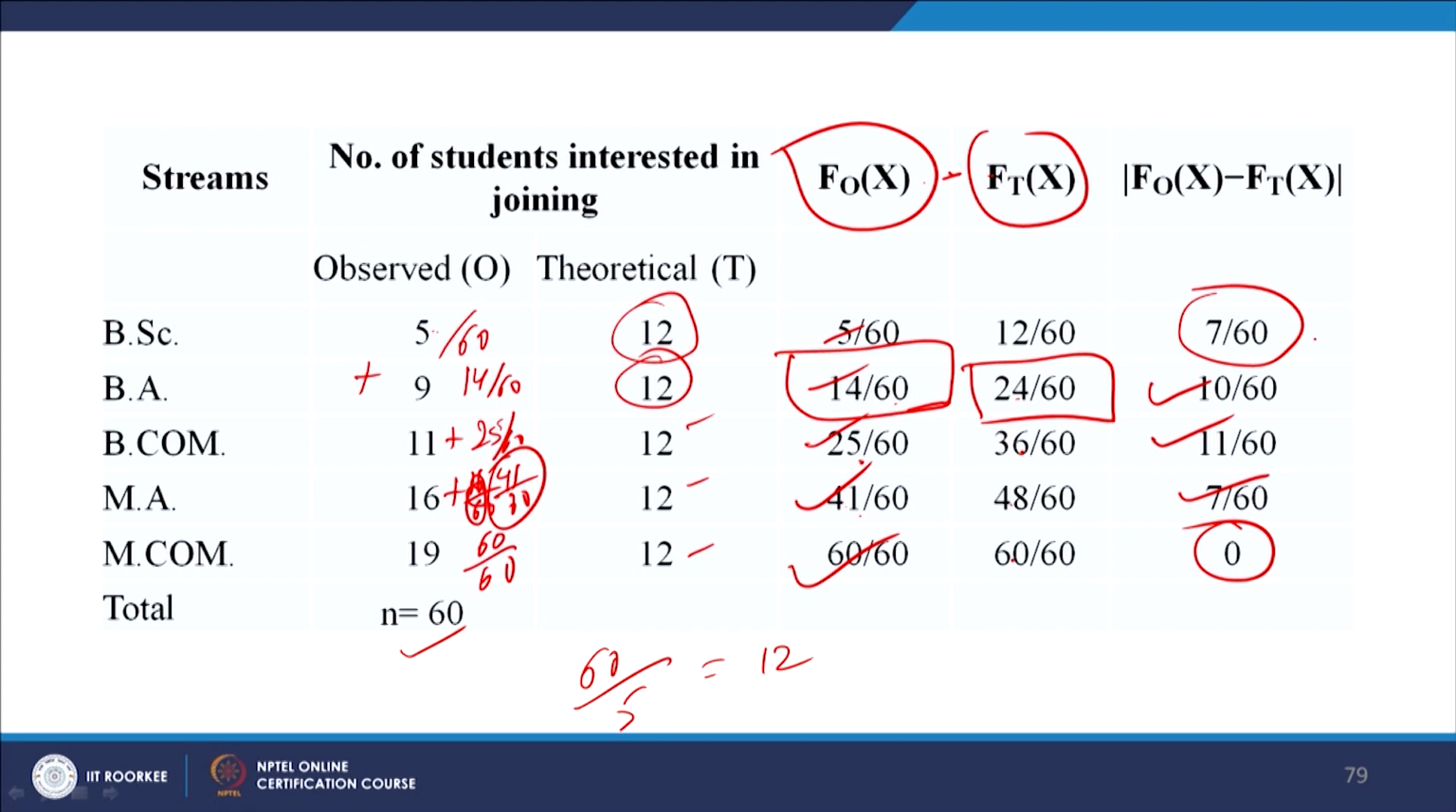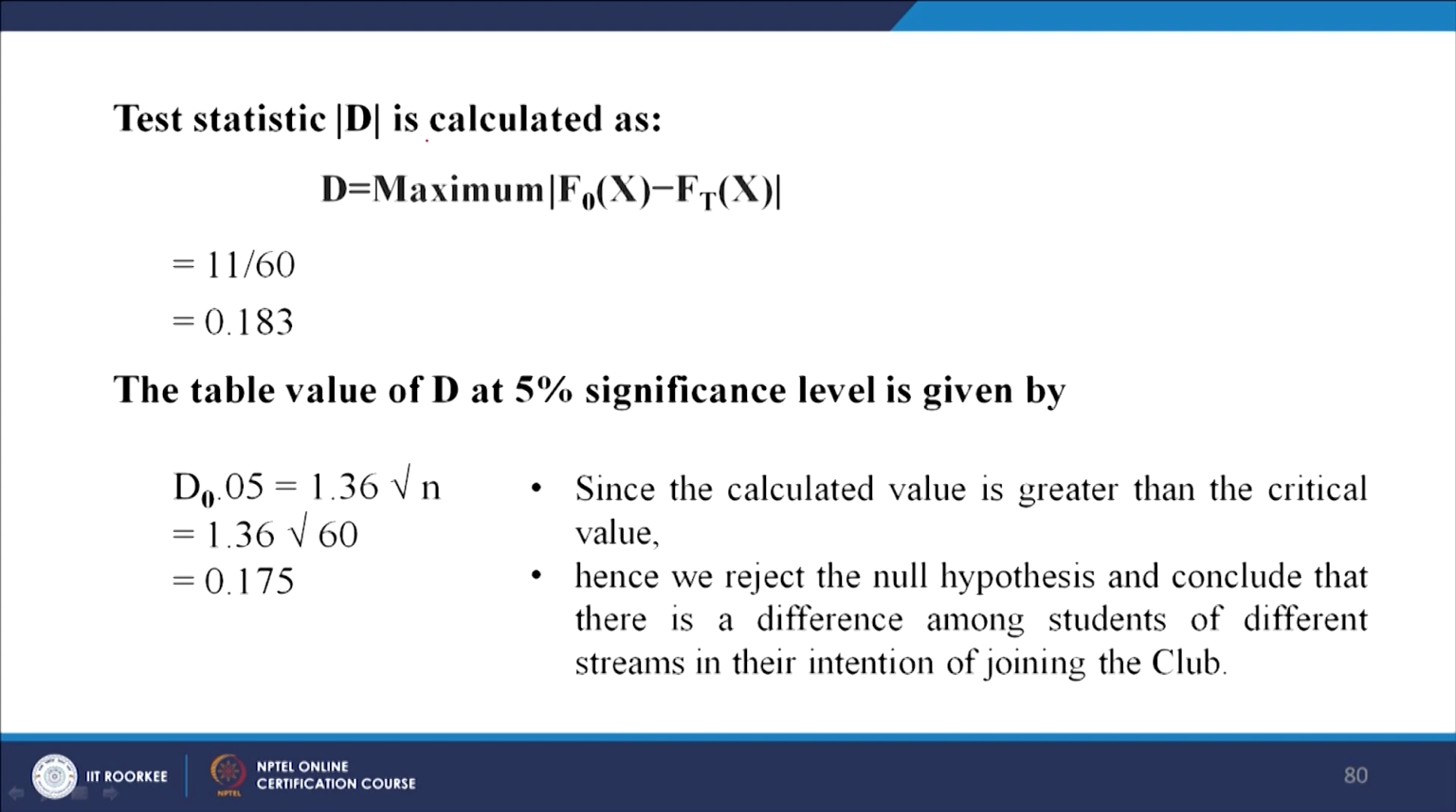Now, where do you get the highest difference? The highest difference comes in the BCom case. So, this test statistic is calculated as D equal to the maximum of observed minus theoretical. That gives us 11 by 60, which is equal to 0.183. You can divide it and find out.